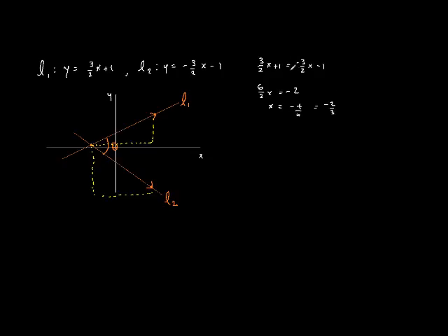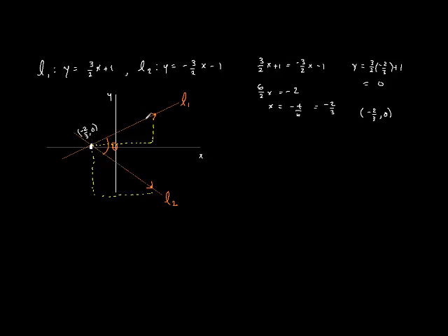And I plug this back into any of these equations up here to solve for y. So y is equal to 3/2 times negative 2 over 3 plus 1. This cancels out and gives me negative 1, and negative 1 plus 1 is 0. So the point of intersection is at negative 2/3, 0. This here is on the x-axis, and that's negative 2/3, comma 0. This is the point over here.